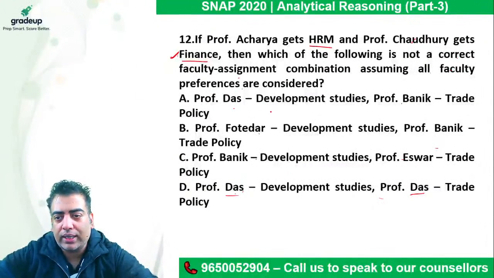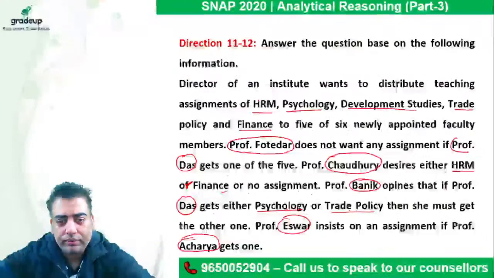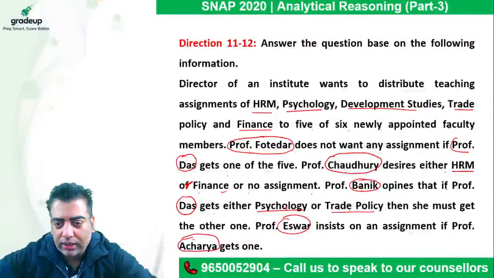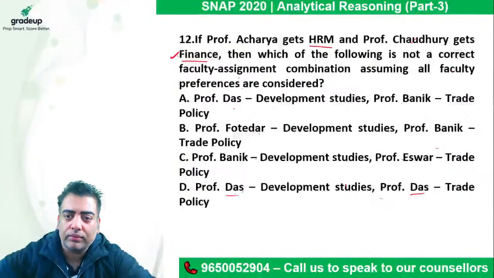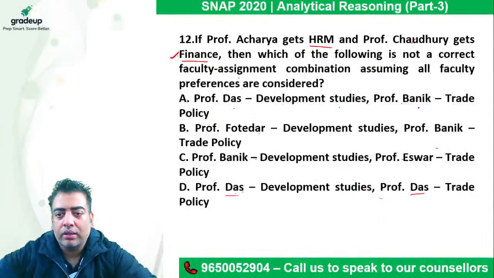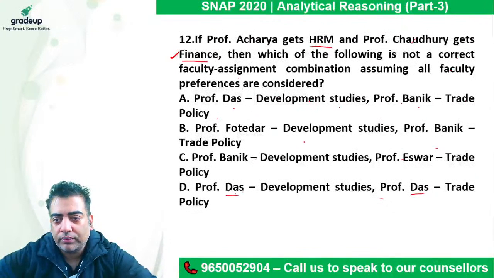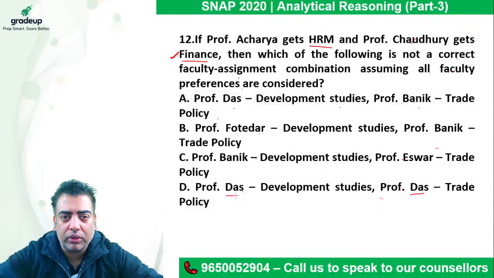So if Das gets, just give me a sec. The subjects are psychology and trade policy. So Banik will get this if Das gets psychology, right? Then here we are having both as Das and Das. So let me check option D. What is the correct combination here? Just give me a sec, guys. I am referring to the master file.